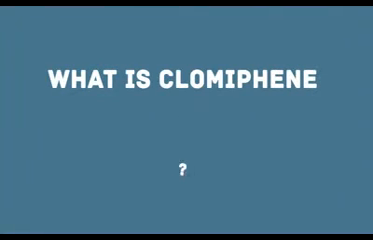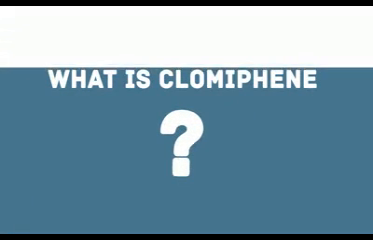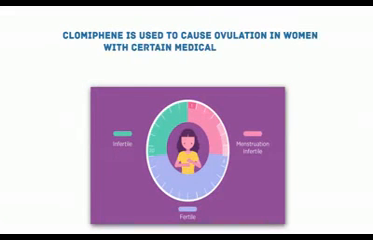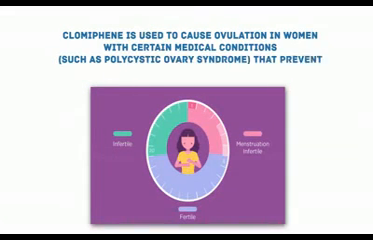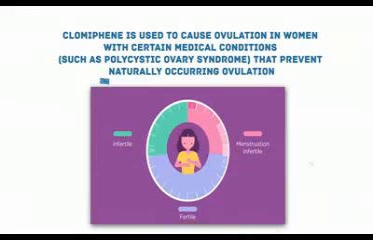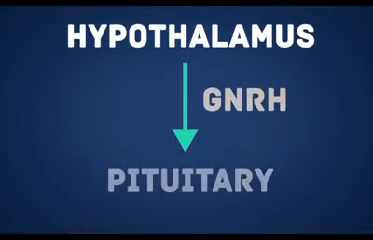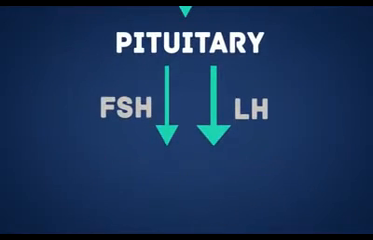What is clomiphene? Clomiphene is a non-steroidal fertility medicine. It stimulates the pituitary gland to release hormones needed to stimulate ovulation, the release of an egg from the ovary. Clomiphene is used to cause ovulation in women with certain medical conditions, such as polycystic ovary syndrome, that prevent naturally occurring ovulation. The mechanism of clomiphene has mainly an anti-estrogenic effect and some estrogenic effect.